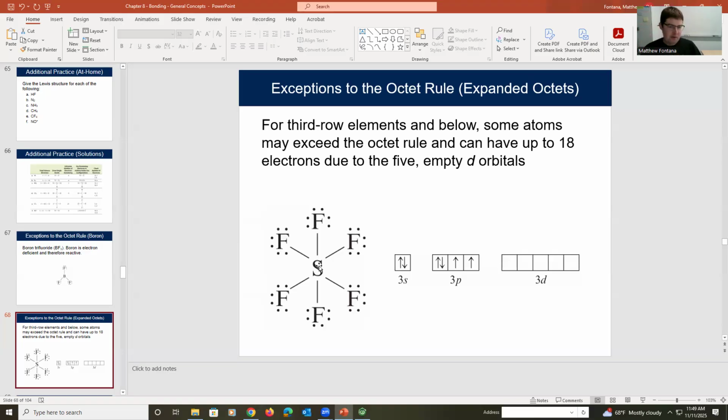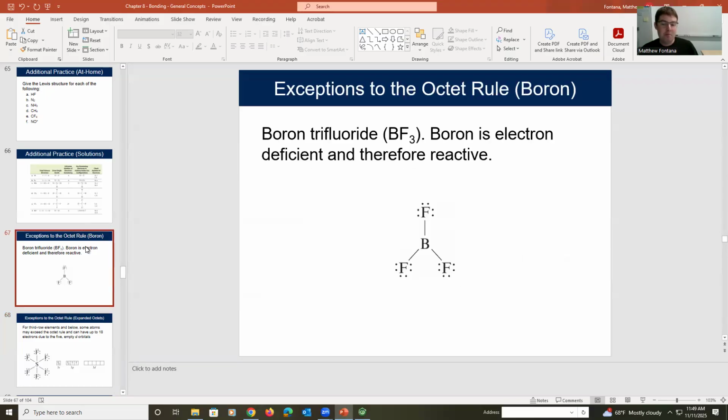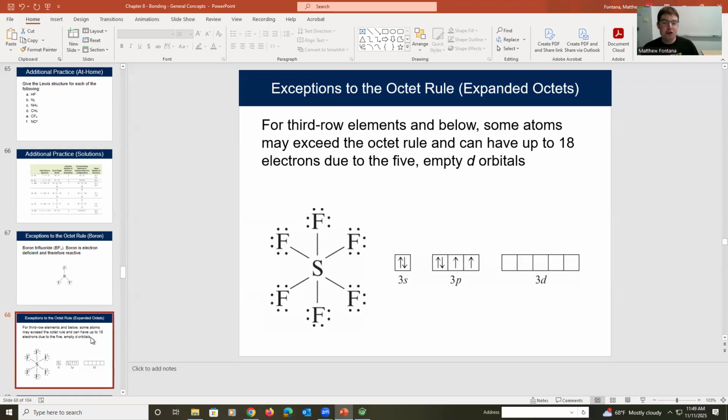So in summary, hydrogen follows the duet rule. Most other atoms will follow the octet rule. And then boron will be less than the octet rule for the reasons we've discussed. And then once you're in the third row of the periodic table or lower, do not be alarmed if you have more than 8 electrons. So that's essentially the whole characterization of what we have here.